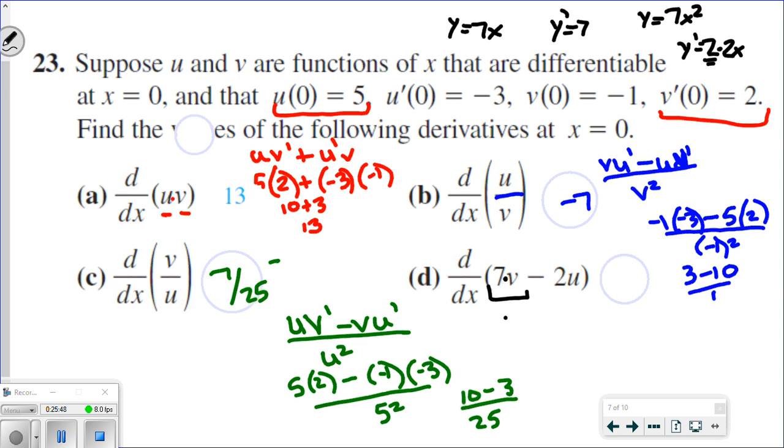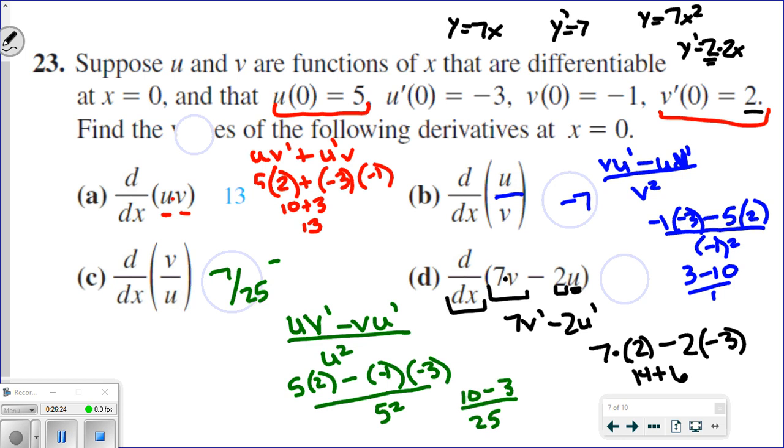So here the 7 chills, but don't forget you're finding the derivative. So you have to use the derivative of v. The 2 is another constant, so it just kind of chills. But you're finding the derivative, so it's the derivative of u. So this one's the easiest one, but the most missed one. So it's 7 times 7 times the derivative of v is 2 minus 2 times the derivative of u is negative 3. So we have 14 plus 6, which of course is 20.